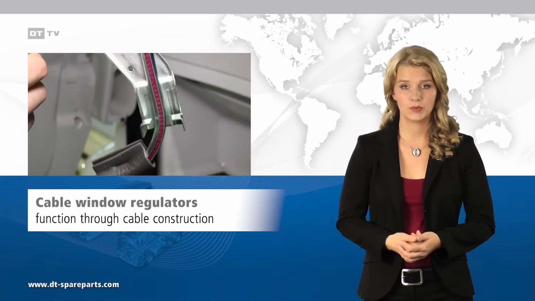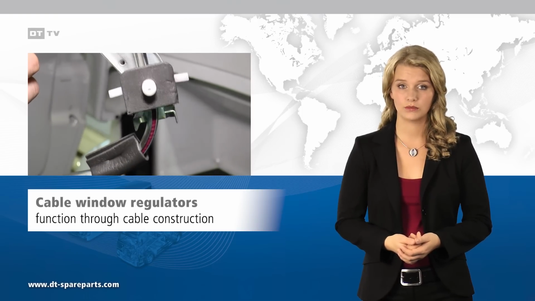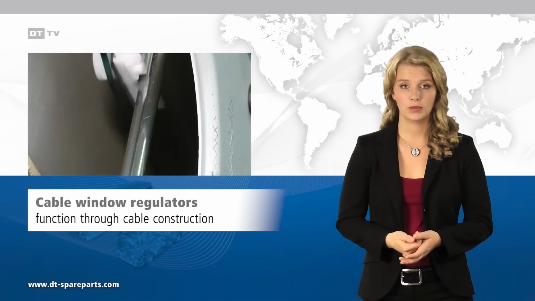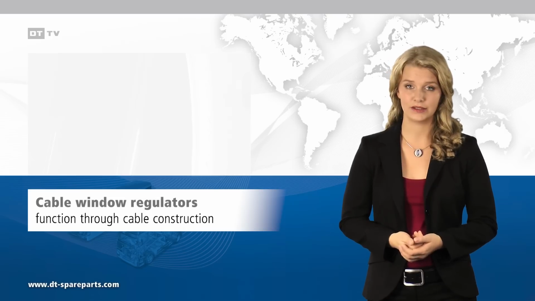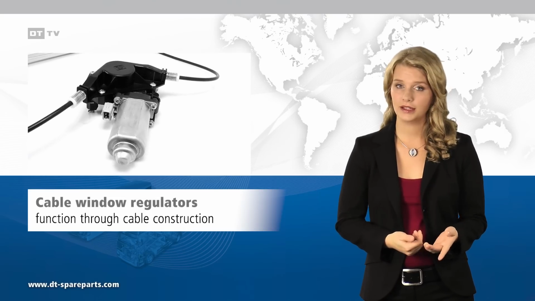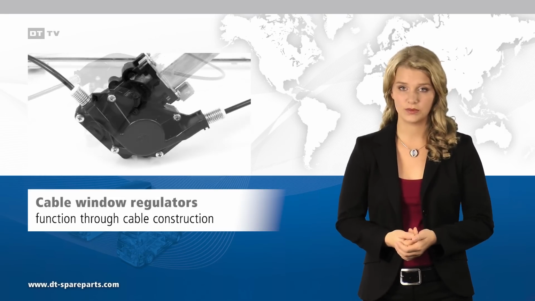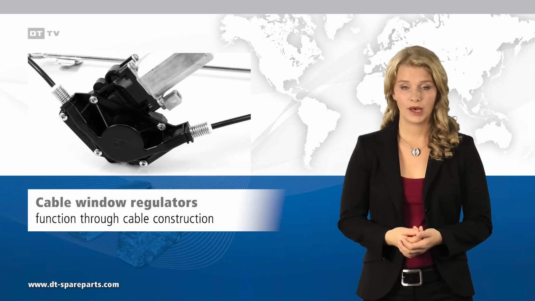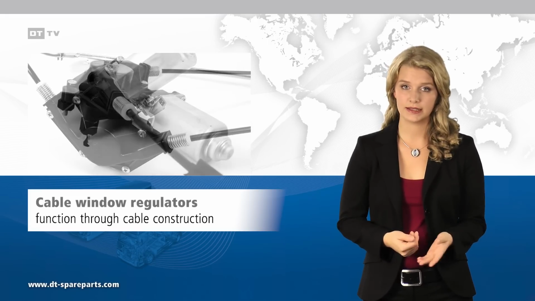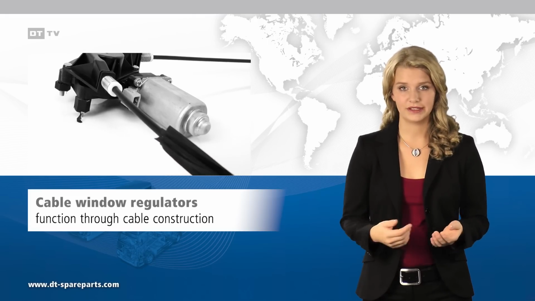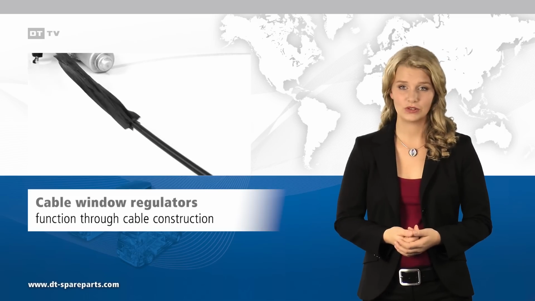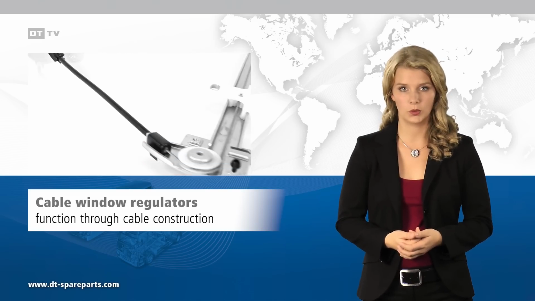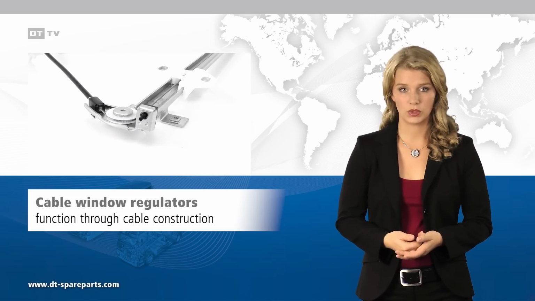The DT Spare Parts brand offers various forms of window regulators. In the case of cable window regulators, a cable drum is moved when the window regulator is operated. Both ends of a steel cable are fastened to the drum. When rotated, one end of the cable is wound up and the other end unwound. The cable pulls the window mounting up or down over a Bowden cable and a guide pulley.